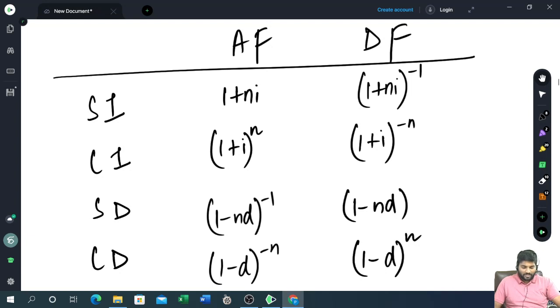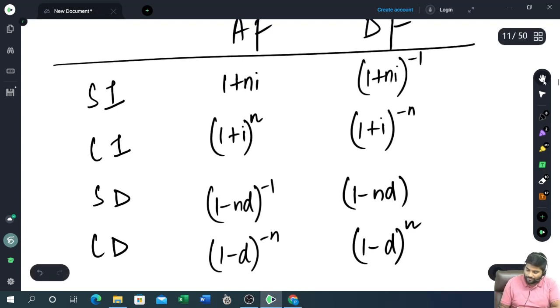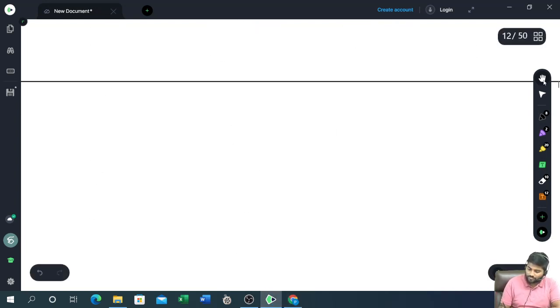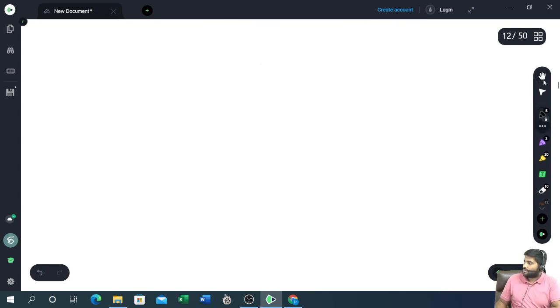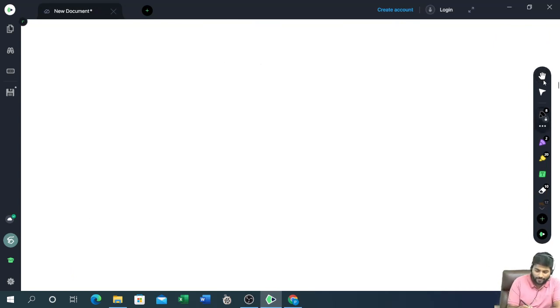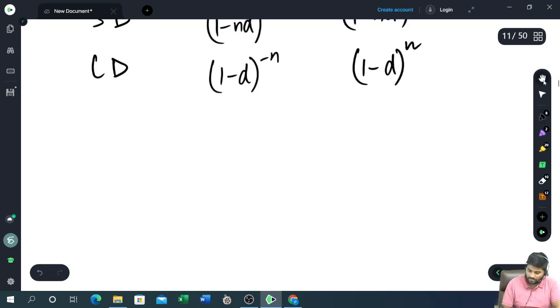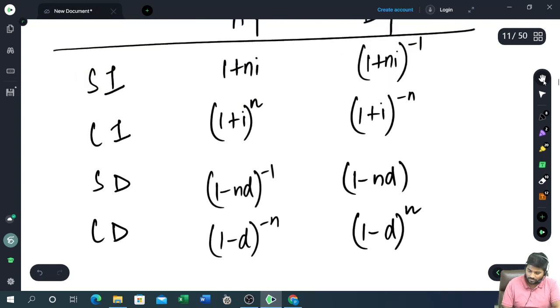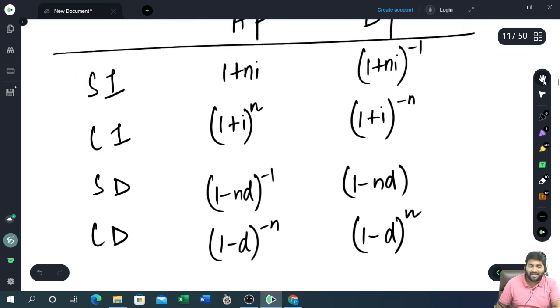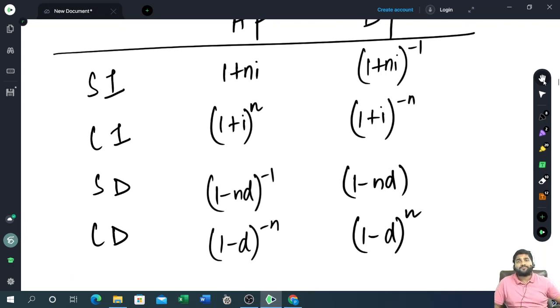Okay, so we'll do one question right now. Please write it down. Accumulation factor or accumulated value? Accumulated value is present value times (1 plus i) to the power n.